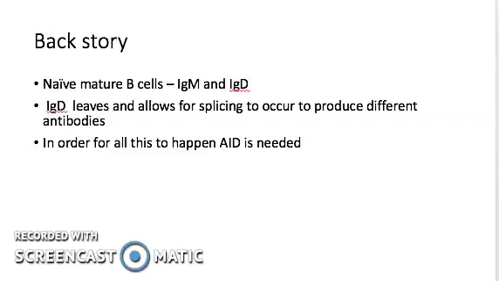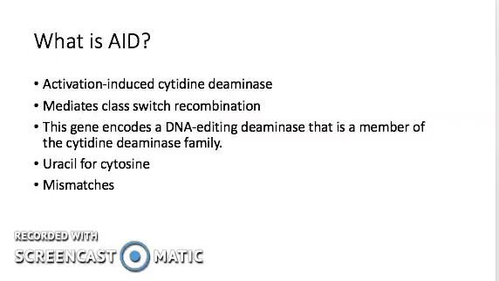And we have to have AID for this to happen. So what is AID? AID is activation-induced cytidine deaminase. Basically what this does is change cytosine into uracil. So you'll have these uracils in there where they're not necessarily meant to be, and that causes mismatches, and it makes it easier for the folding of that VDJ recombination to make a new isotype. It just kind of tells it where to cut easier. It makes better regions for the post-transcriptional modification.